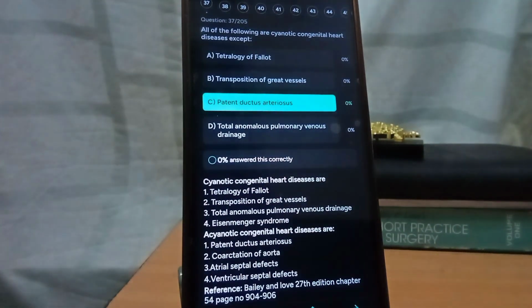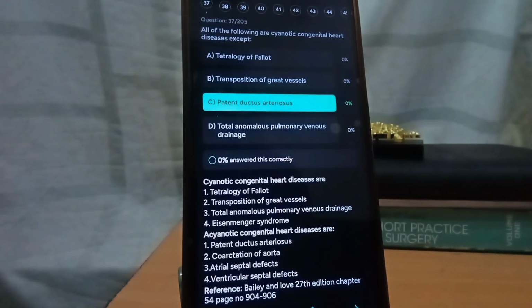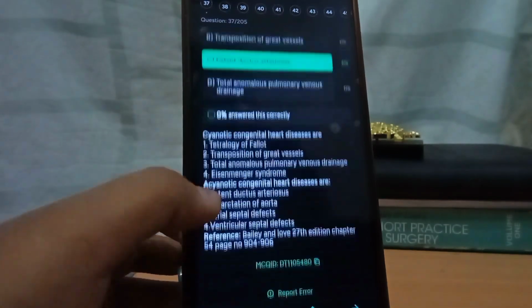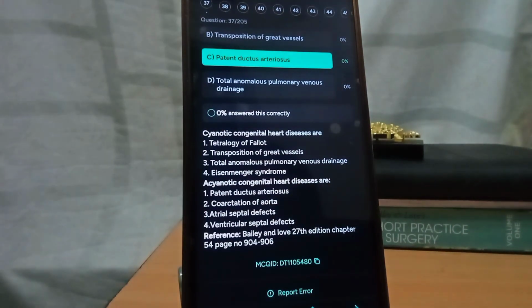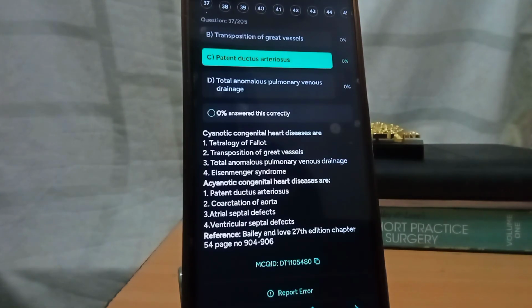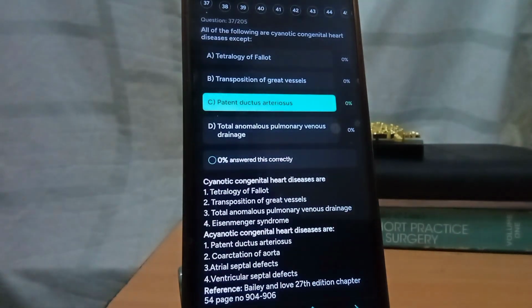Next question is, all of the following are cyanotic congenital heart disease except. Cyanotic congenital heart diseases are all the T's we see: the tetralogy of Fallot, transposition of great vessels, total anomalous pulmonary venous drainage, Eisenmenger syndrome. Then acyanotic congenital heart diseases are like patent ductus arteriosus, coarctation of aorta, atrial septal defects, and ventricular septal defect. In cyanotic heart disease, all start with T's except the Eisenmenger syndrome. So here we see the patent ductus arteriosus is the acyanotic congenital heart disease.